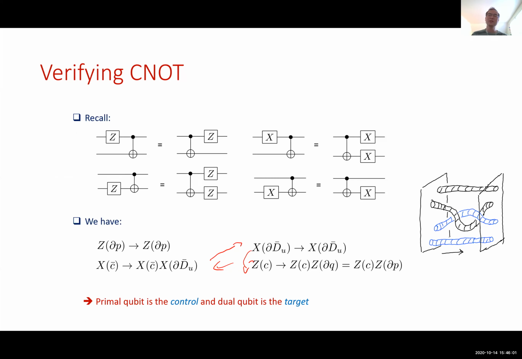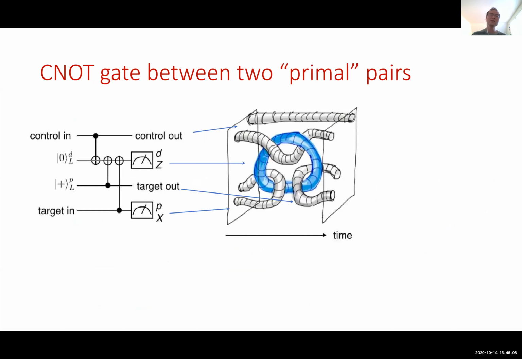But you could also ask, well, because I'm always using the primal as a control and the dual as a target, these controlled-NOTs all commute. So it's not that useful if I don't have a controlled-NOT between the same primal pair or the same dual pair. This is a way to do that.